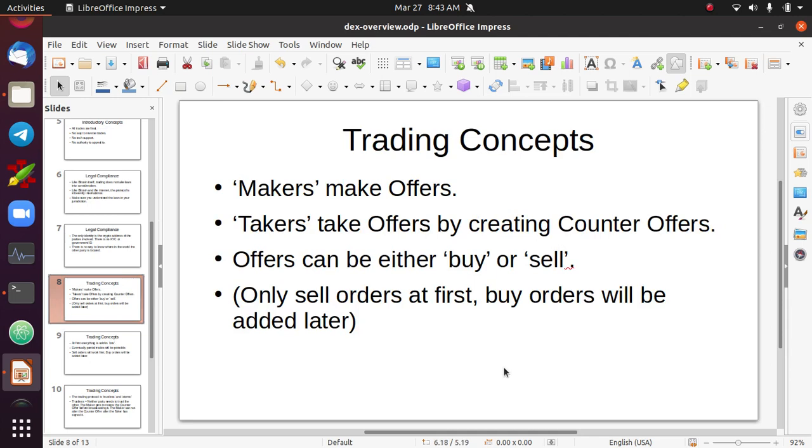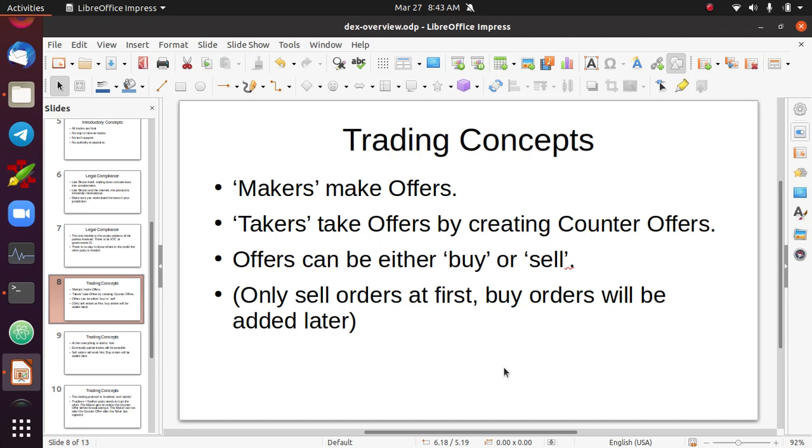Okay, so let's get into some of the ideas of how this works. There are makers and there are takers, and there's only two parties involved. Again, there's no intermediary, so it's peer-to-peer. Makers make offers, and takers take those offers by creating a counter offer. And an offer can be either a buy or a sell. So you can sell tokens for Bitcoin Cash, or you can buy tokens for Bitcoin Cash. It's important: makers make both buy and sell.